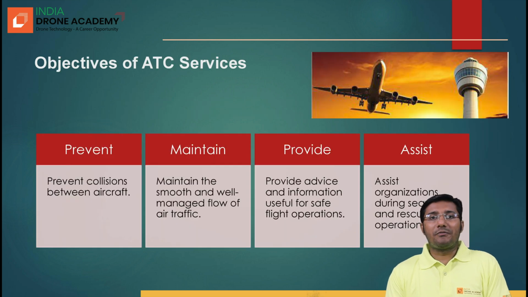What are the objectives of air traffic control services? The objectives of air traffic control services can be highlighted in four main key points. They are responsible for preventing collisions between aircraft. They maintain the smooth and well-managed flow of air traffic. They provide advice and information which are useful for safe flight operations. They also assist the organizations and various departments during search and rescue operations.